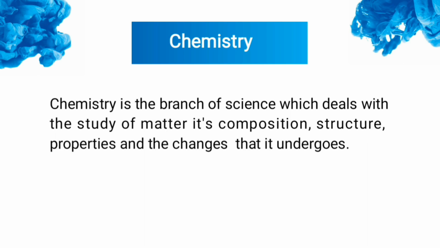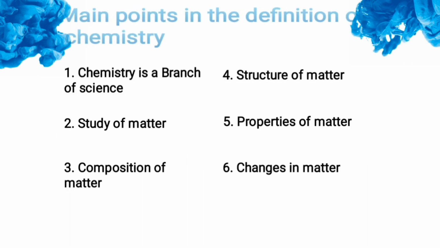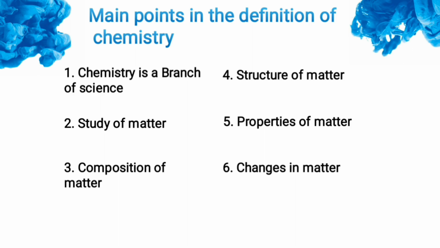Now we explain the main points and the definition of chemistry. Number one, chemistry is a branch of science. Number two, study of matter. Number three, composition of matter. Number four, structure of matter. Number five, properties of matter. Number six, changes in matter. These are the main points and the definition of chemistry. Now we discuss each one with explanation.